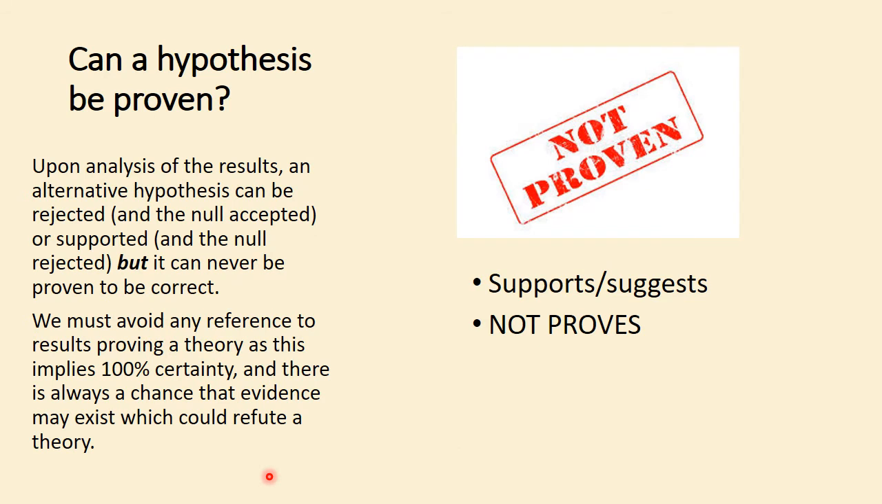As a general point, you should not ever state that a hypothesis can be proven. A hypothesis supports an idea or suggests an outcome. It doesn't prove it. We can't say with 100% certainty that evidence won't come along that will prove us incorrect. So we avoid using terms like proven.